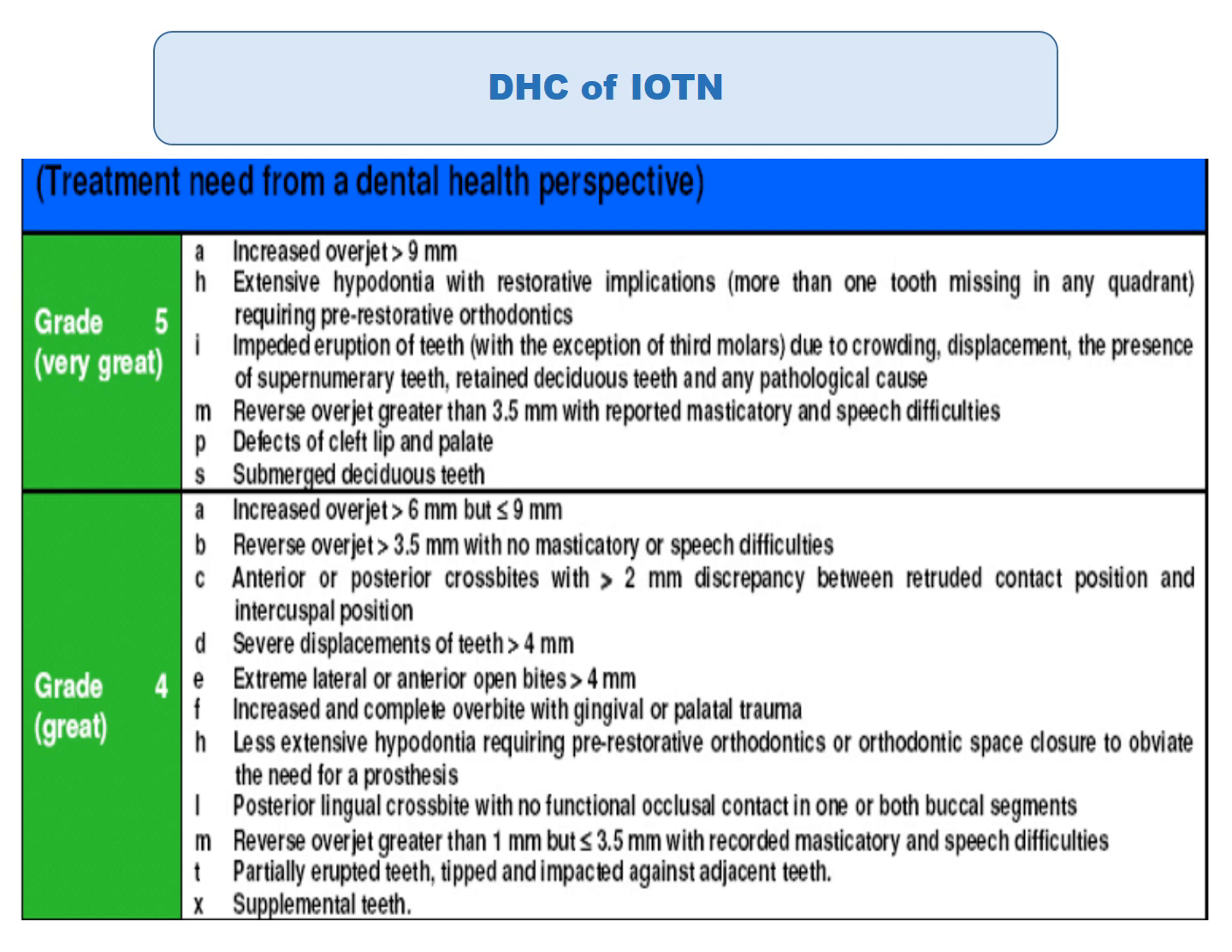Okay, now under grade 5 you have all those features which are considered to be a very great need for treatment, and you can see their subcategories. For example, A means increased overjet, H is for extensive hypodontia, I for impeded eruption, M for reverse overjet, P for defects in cleft lip and palate, and S for submerged deciduous teeth. Then you have grade 4, which is great need for treatment.